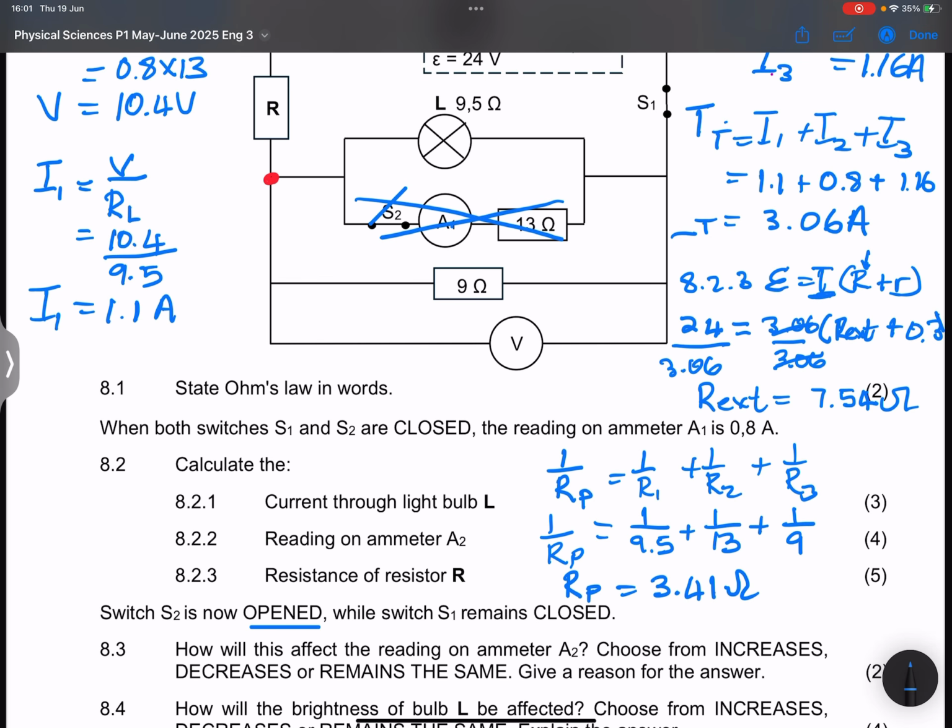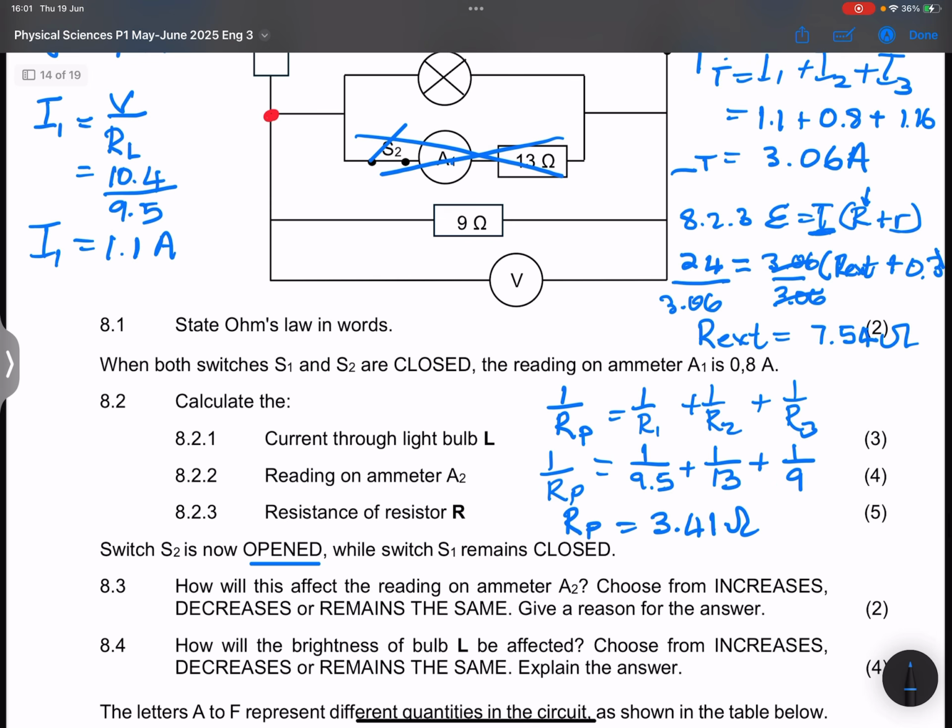Now, ladies and gents, I want you to always remember, once you remove a resistor in parallel, that will increase the resistance of your external circuit. Okay? So once you remove a resistor, you've removed a pathway. So electrons would tend to be congested on the remaining pathways, right? So we're simply saying in this case, how will this affect the reading on A2?